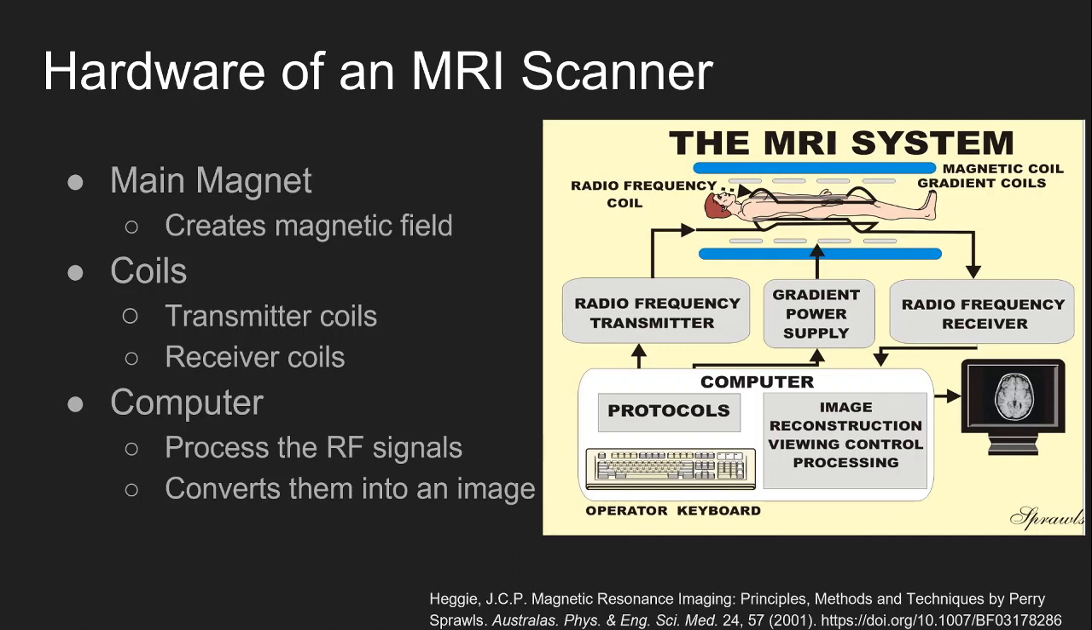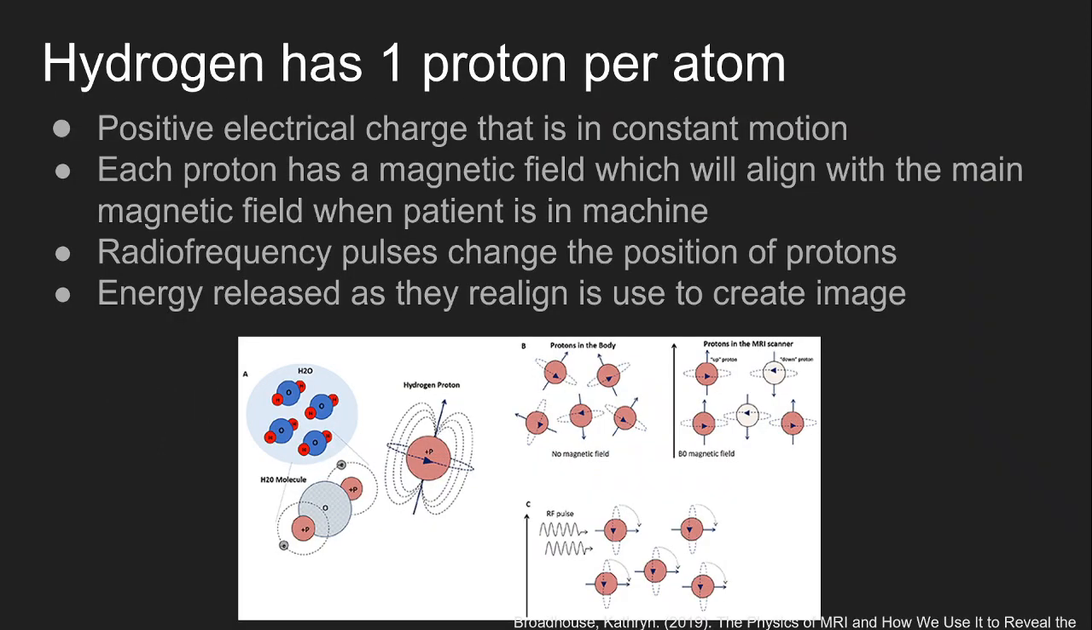Inside the magnet, there are 2 types of coils. Transmitter coils transmit the radio frequency pulses that excite the protons in human tissues. Receiver coils collect the echo that is given off by these excited protons. These signals are received by the scanner and sent to and processed by a computer. The end results are highly detailed 2-dimensional and 3-dimensional images.